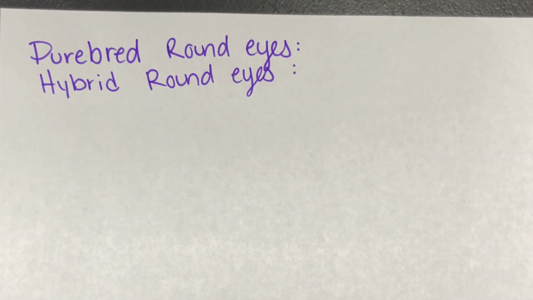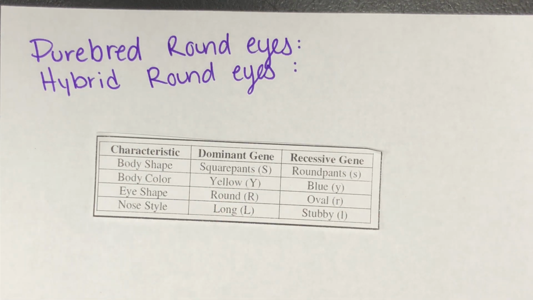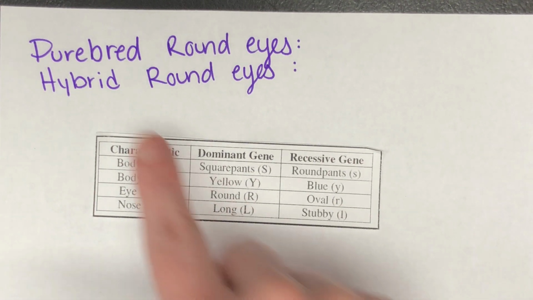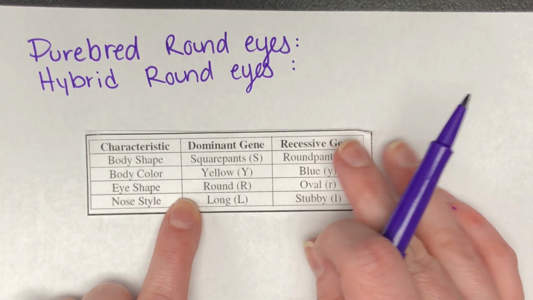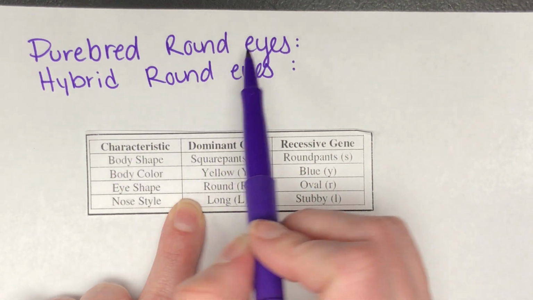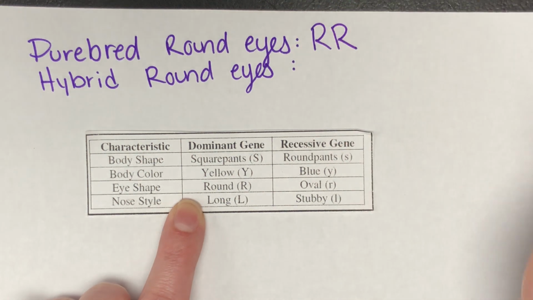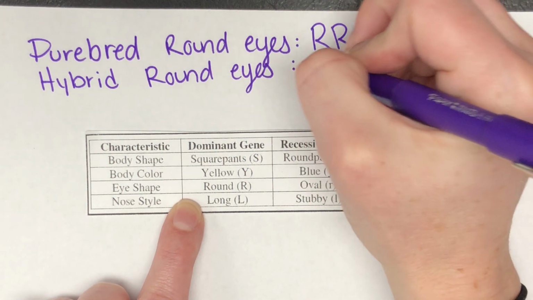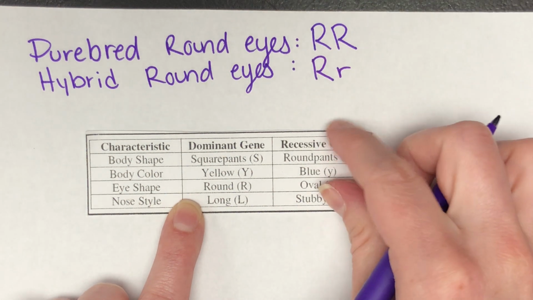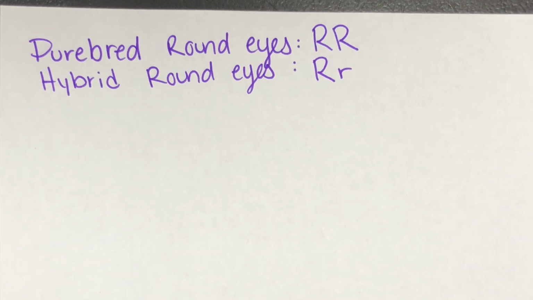So, purebred round eyes, hybrid round eyes. You can pause the video now. Okay, so purebred round eyes. So remember, purebred is the same as homozygous. So homozygous round eyes is the dominant, so big R, big R. Hybrid round eyes, that's going to be the same as heterozygous, different. We've got a big R and a little r. Okay, so step 1, identify the genotypes of the parents, done.